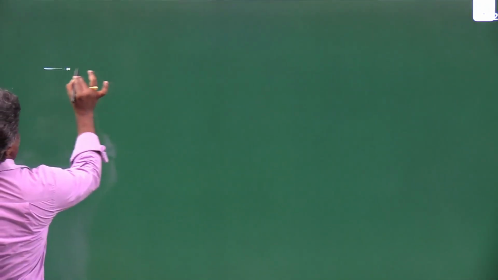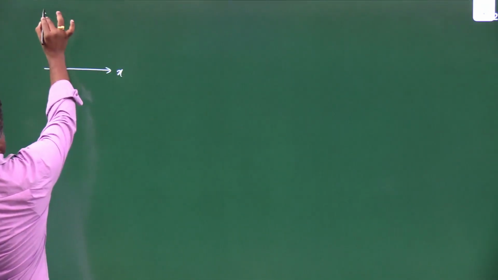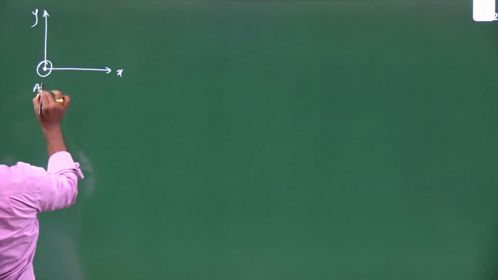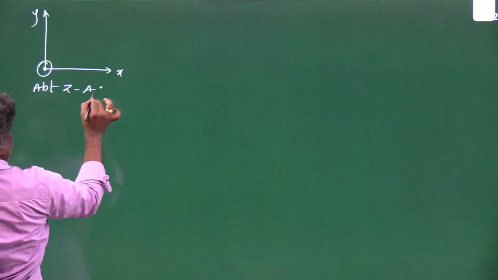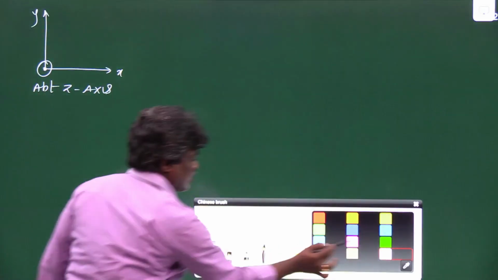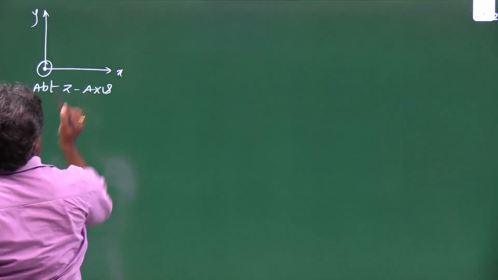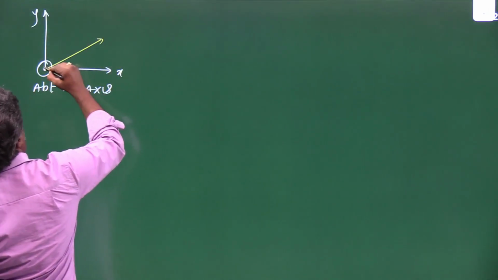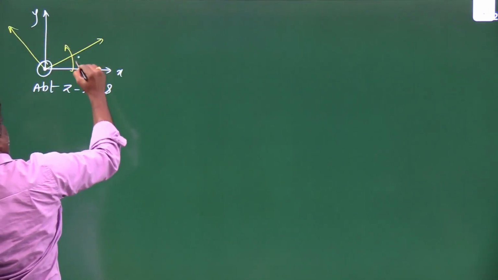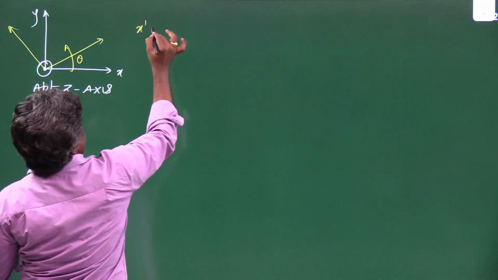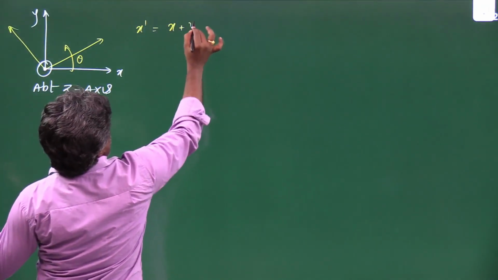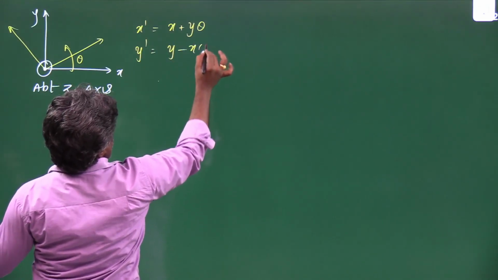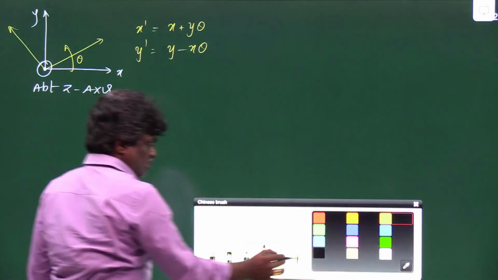Okay, let me take again this x, y. Now I am rotating about z axis. This is about z axis, right? I am just writing once more, x prime equal to x plus y theta, y prime equal to y minus x theta. This is what we get, right?